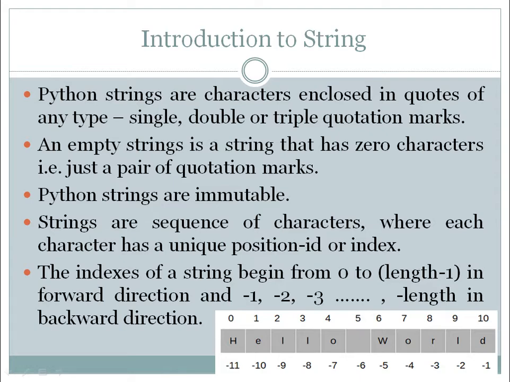An empty string is a string that has 0 characters. How will it look? It will be just a pair of quotation marks, nothing inside it, not even a single space. Clear? So, if a string has 0 characters, nothing inside it, that is called an empty string.